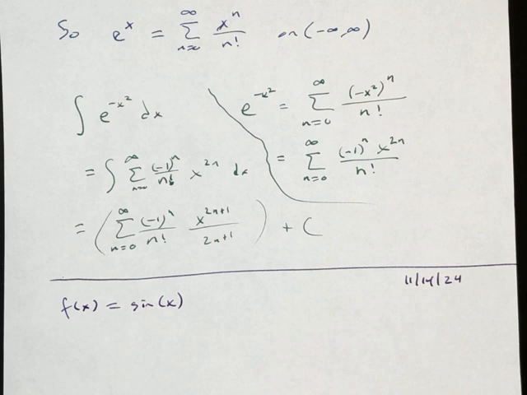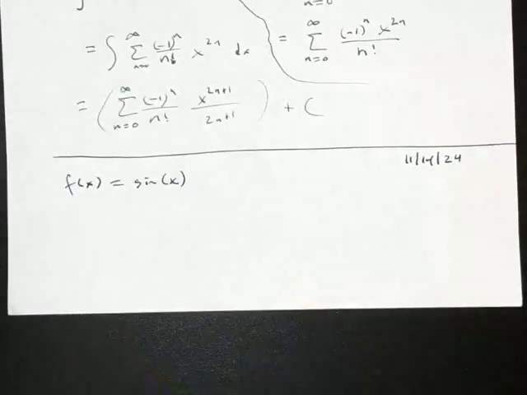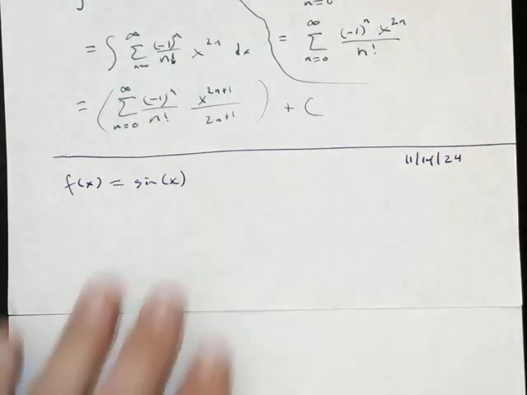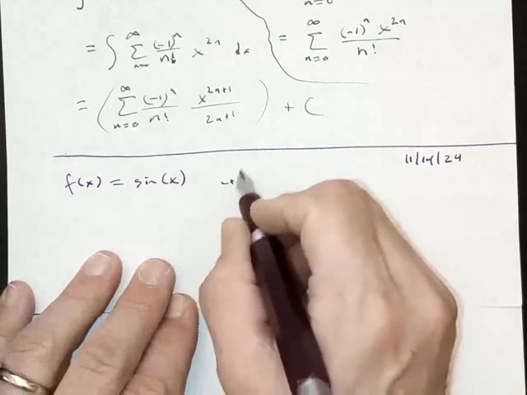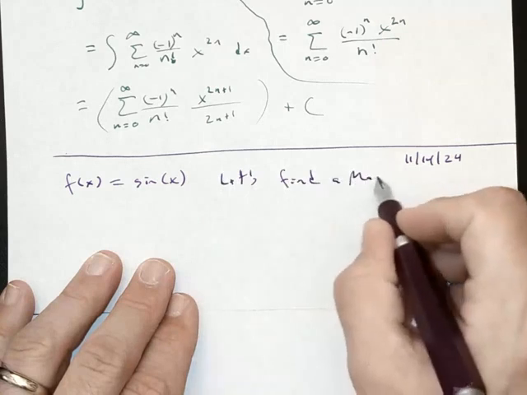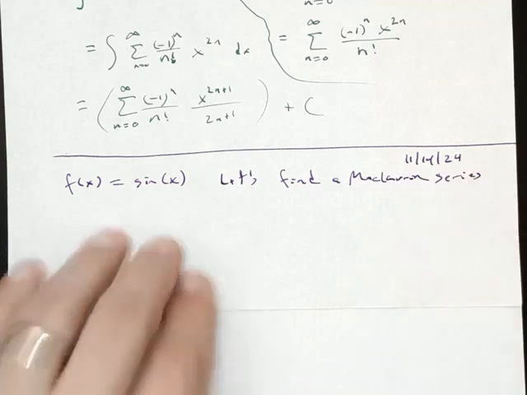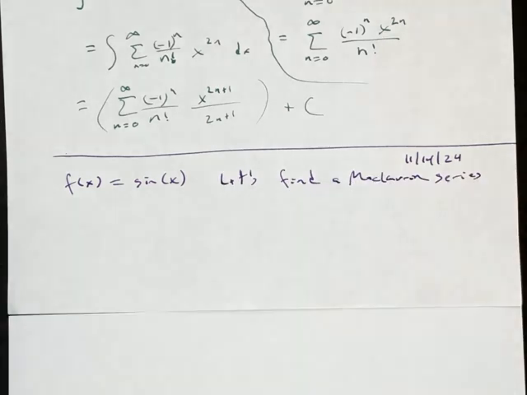I again am going to try and build a Maclaurin series. So if I'm building a Maclaurin series, I'm going to build it with the center at 0. Which means I need to take a whole bunch of derivatives of sine. I need to plug in 0 over and over and over again and figure out a pattern.